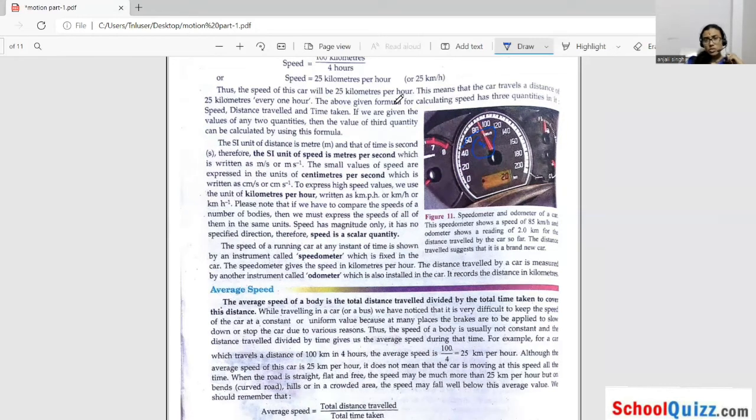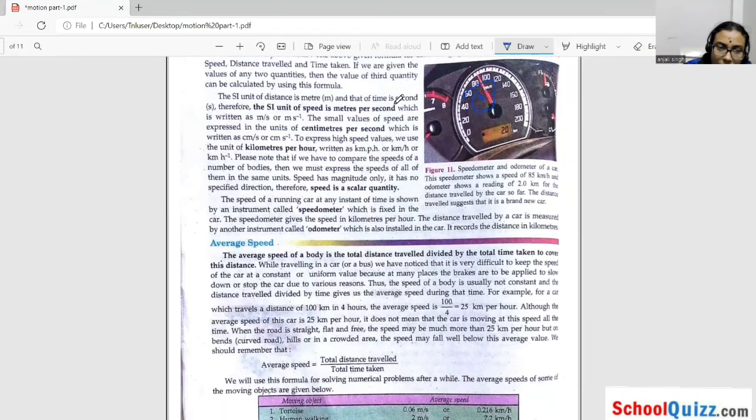The speedometer shows the speed of the vehicle, and the odometer shows how much distance the vehicle has covered. So the distance traveled by the vehicle is shown by the odometer. Clear? So please keep in mind: speedometer, speed; odometer, distance traveled. Clear? Okay. Now the average speed.